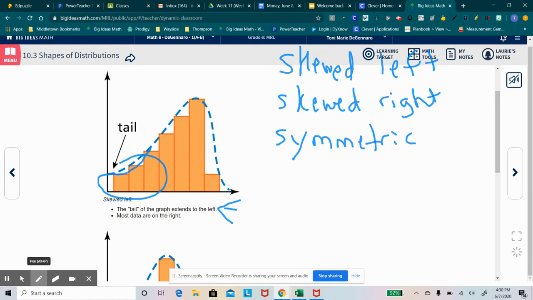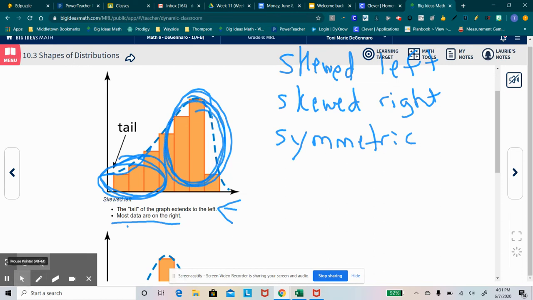You can also think of it as the opposite, and most data is on the right. So if most of your data right here is on the right-hand side, then it's more skewed left. Either way you think about it, whichever one helps you, use. If you like looking for the tail, and the tail's on the left-hand side, then it's skewed left. Or if you like dealing with the opposite and you say, well, most of the data is on the right, so that means it's skewed left.